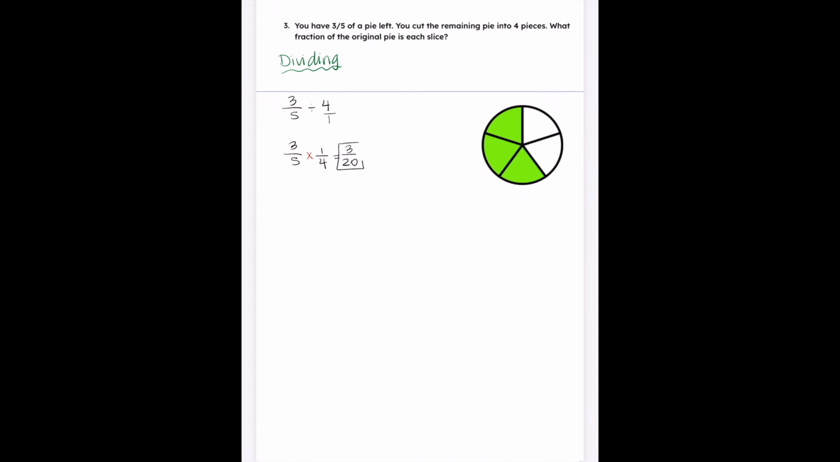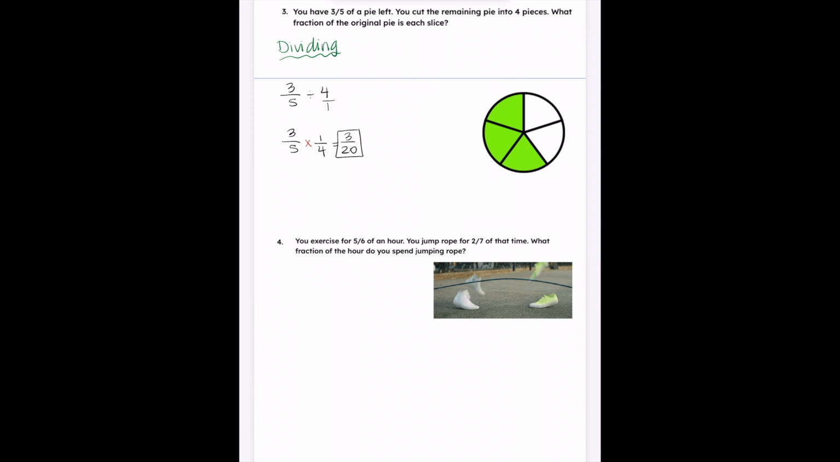Okay? All right, you guys, one more word problem for today's lesson. Number 4, we have you exercise for 5/6 of an hour. You jump rope for 2/7 of that time. What fraction of the hour do you spend jump roping? And in this case, we would be multiplying. We would multiply our 5/6 times our 2/7. We can cross cancel the 2 and the 6. When we multiply across, now we'll just get 5 over 21, and that would be our answer for the last one.